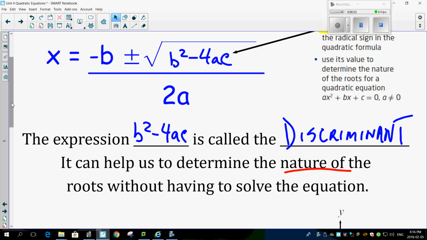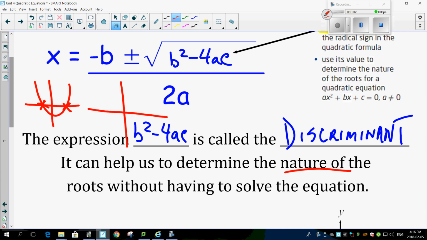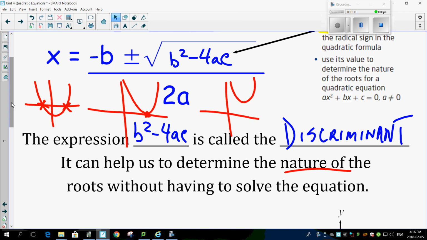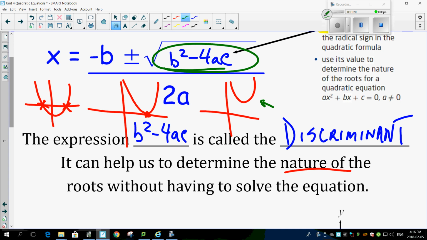So think about this for a second. You have three possibilities. You have a possibility here of roots being 1 and 2. You have another possibility of being 2 equal roots, right? And then you have a possibility where this doesn't touch at all. But think about this. If that doesn't touch at all, that means you can't solve this. Well, wait a second. Look back at this portion here and think about it.